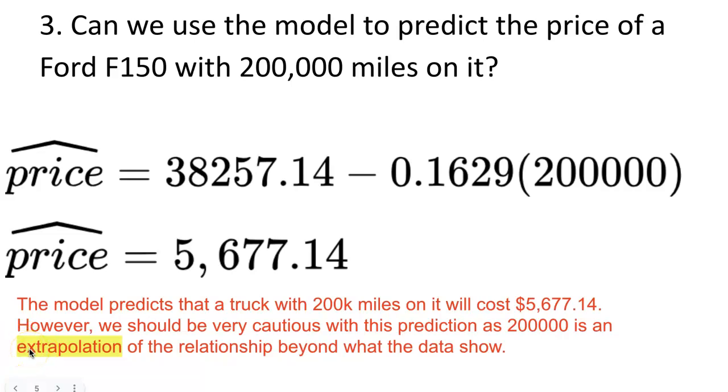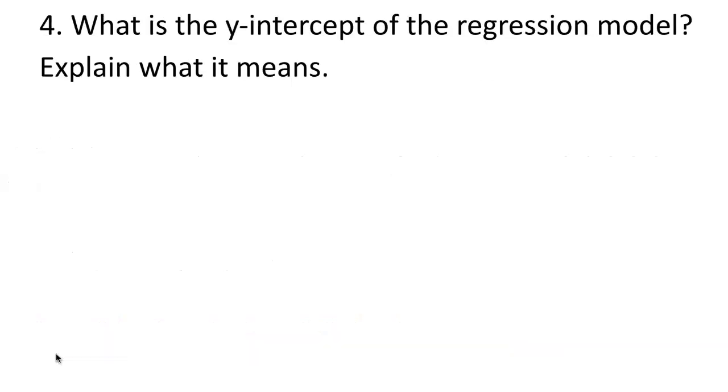So the model predicts that a truck with 200,000 miles on it will cost $5,677.14. However, we really need to be very cautious with this prediction, as 200,000 is an extrapolation of the relationship beyond what the data show. So be very wary of extrapolations. Interpolations, when we use a value within our data set, are much safer. That's where the model is reliable. The model is unreliable outside our given values.